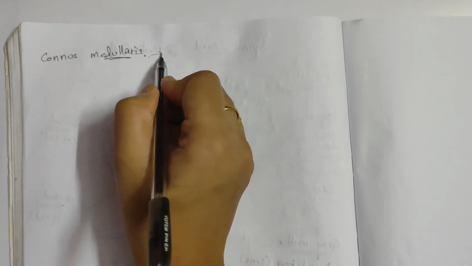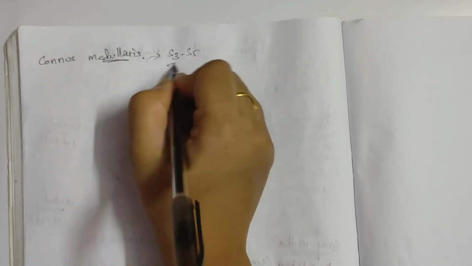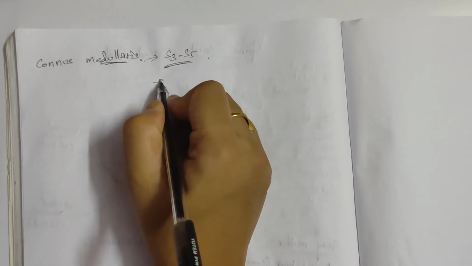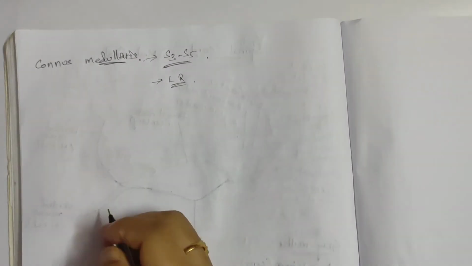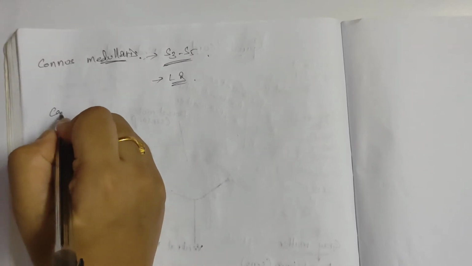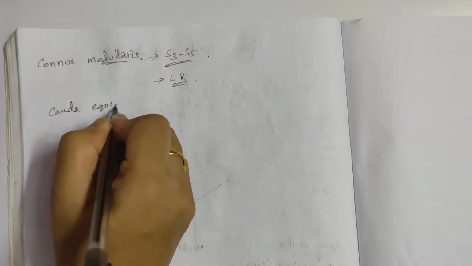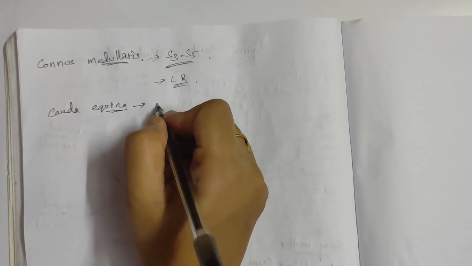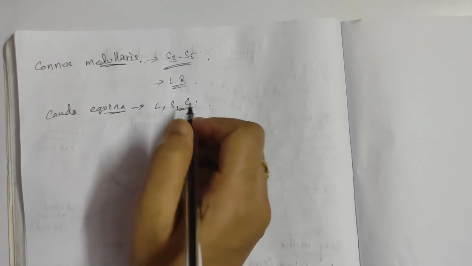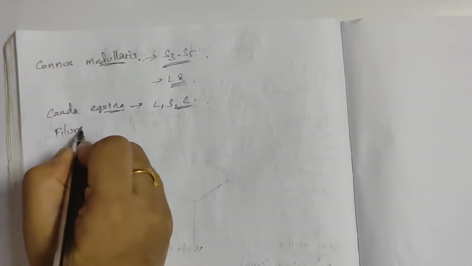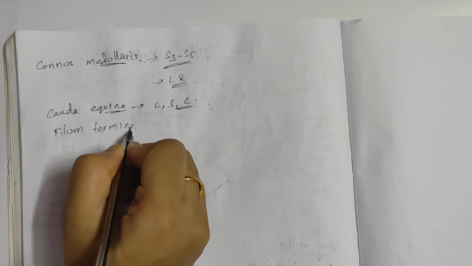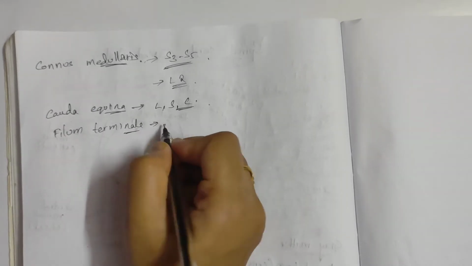We can see this in diagrams. The conus medullaris is present at S3 to S5, that is inferior, below, and in adults it ends at L2. Also we can see the cauda equina, which has the nerve roots of the lumbar, sacral and coccygeal spinal nerves. And next we can see the filum terminale at the bottom.